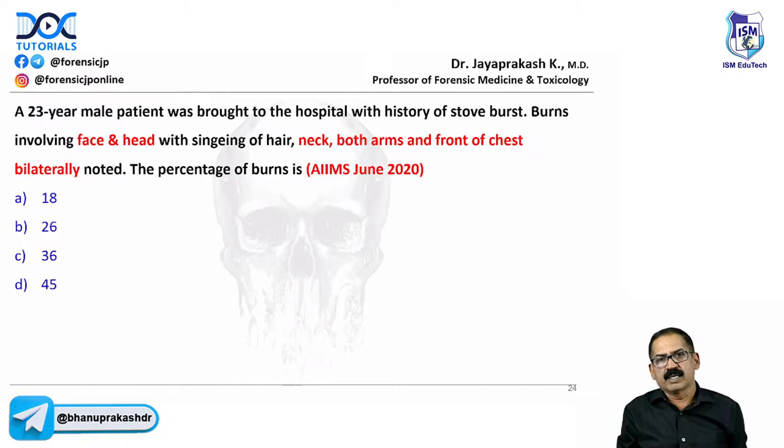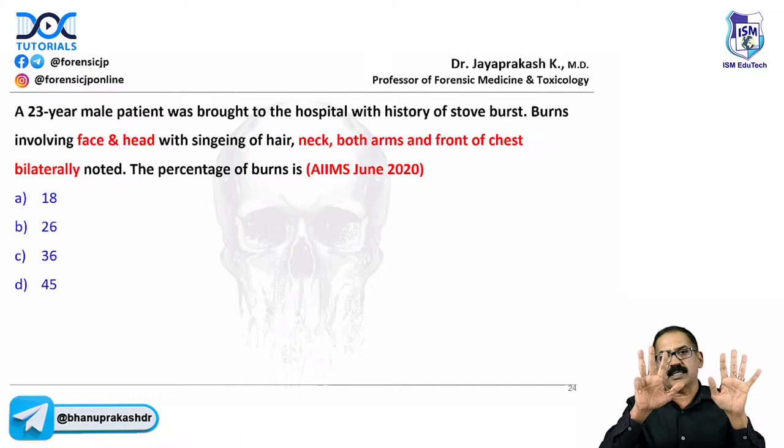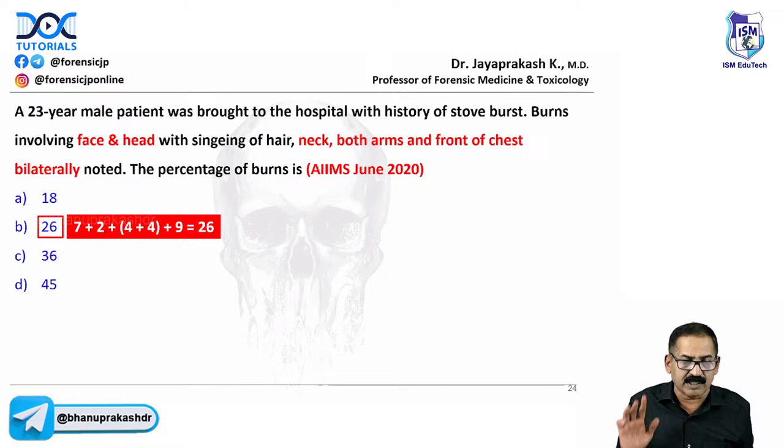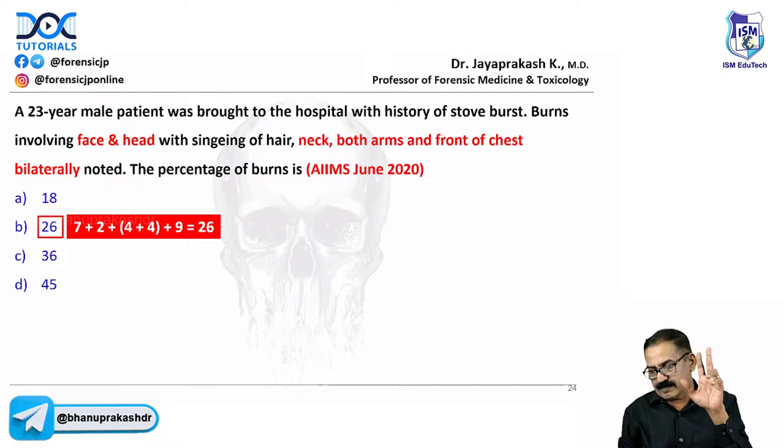Now, come back to this question. Face, head, neck, 3 including 9. Both arms, I said both arms, 4 plus 4, 8, 9 plus 8, 17. Front of the chest, 9. 17 plus 9, 26. 26. Okay. Got it?